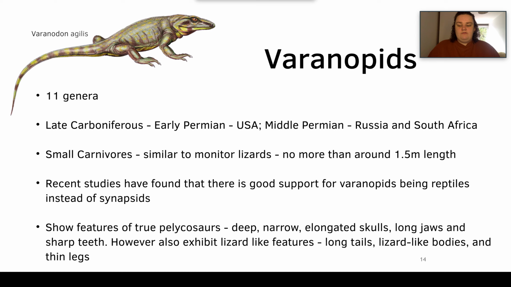They could grow to no more than around 1.5 metres in length. Recent studies have found good support for Varanopids being reptiles instead of synapsids, and it's all a bit messy on the family tree with them, as we've got researchers arguing for this and researchers arguing against this. They show features of true pelycosaurs, so they have deep, narrow, elongated skulls with long jaws and sharp teeth, but they also exhibit lizard-like features such as long tails, lizard-like bodies, and thin legs.